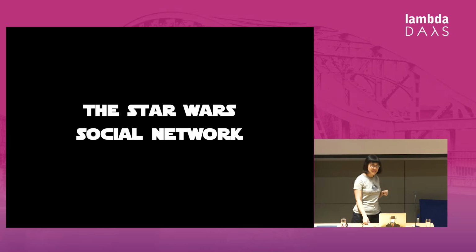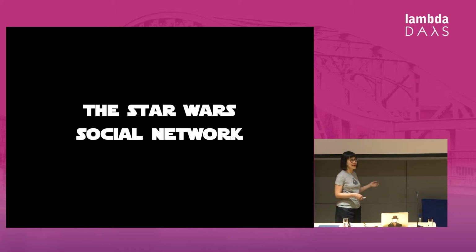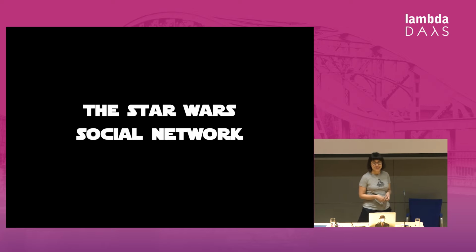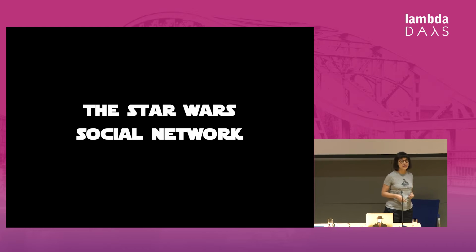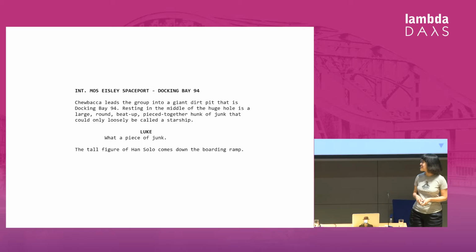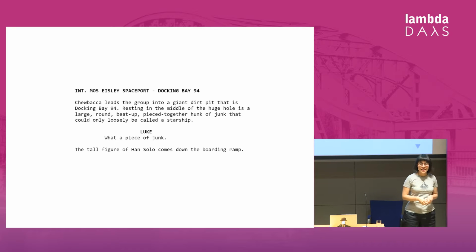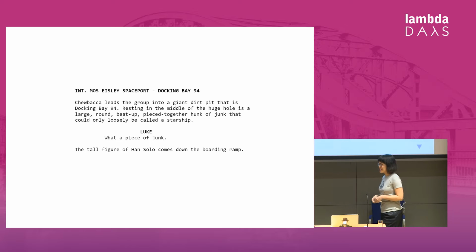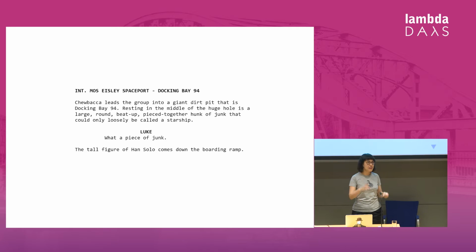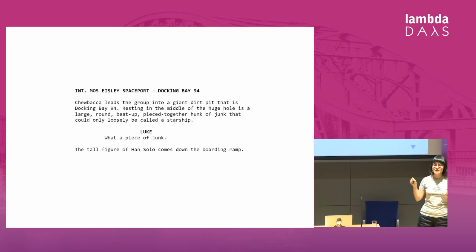Because it has to be in F#, I was thinking, what kind of data can I analyze with F#? And I decided to model the Star Wars social network using the script files. This is a screenplay of one of the episodes. They're actually quite easy to parse because they have a very strict structure, and they're all available online. So this was the perfect data source.